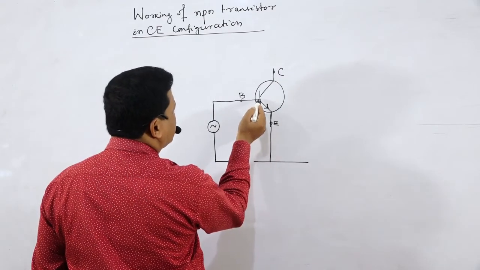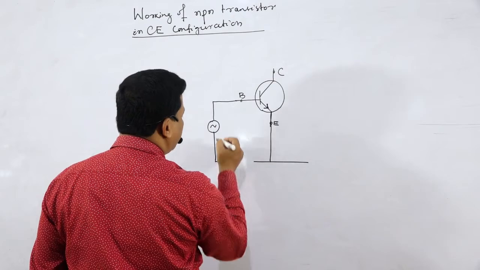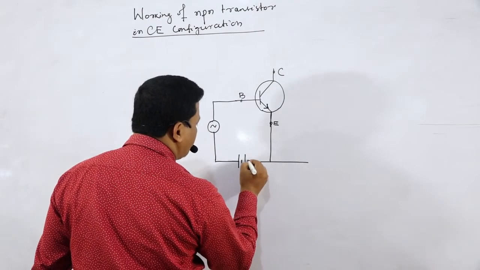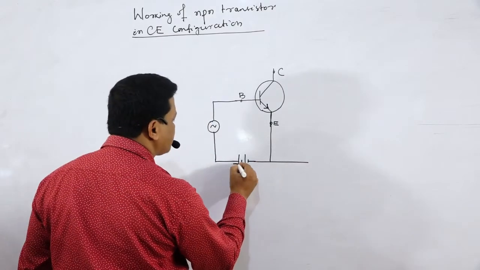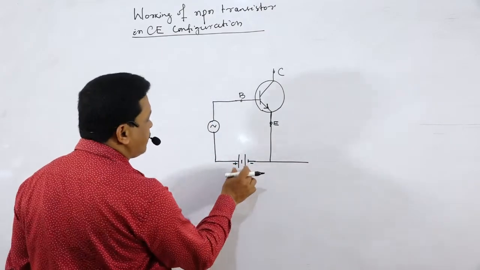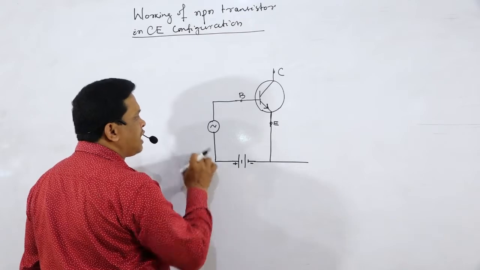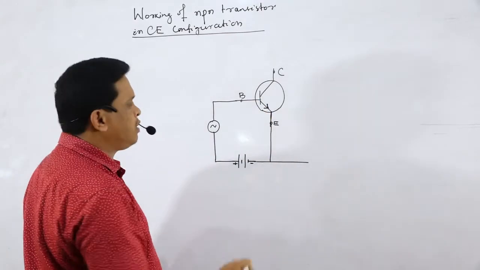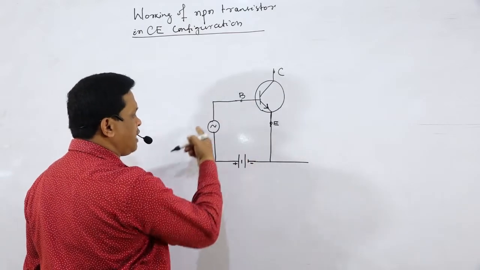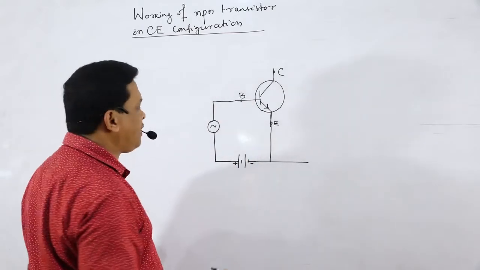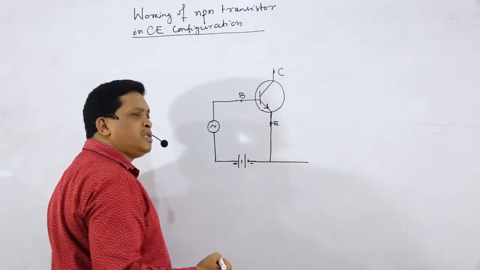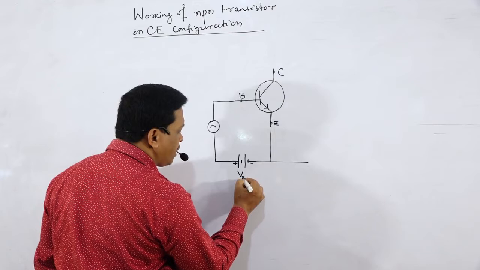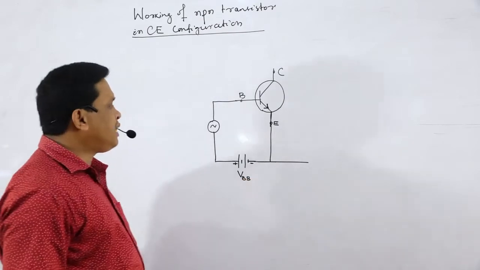So here the base is the P material, so P material must be connected with the positive terminal so that the input PN junction is forward biased. So this is the input battery, this battery is now forward biasing the input PN junction, that is base emitter PN junction. Base is the P material connected with the positive terminal of the input battery, therefore the input PN junction is forward biased. Now how to name this battery? VBB, because this is the base biasing battery, therefore VBB.